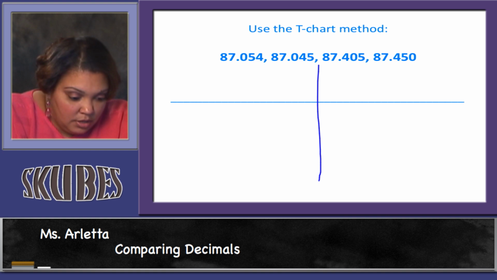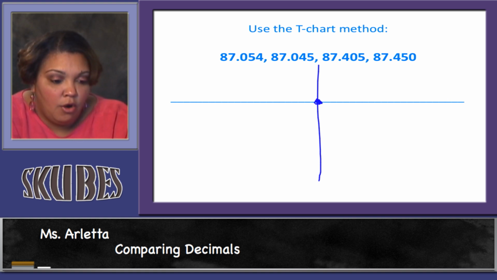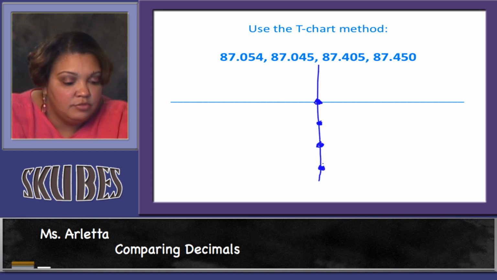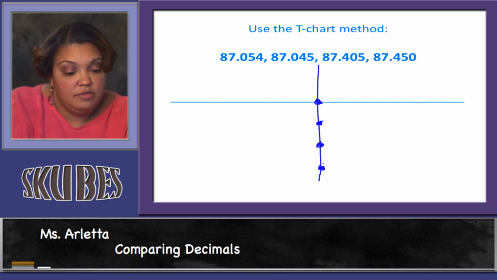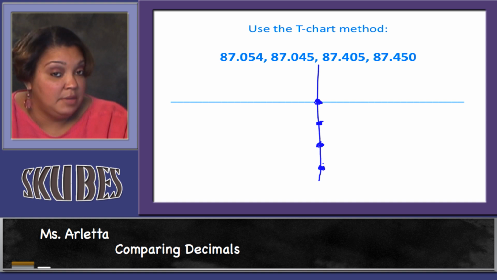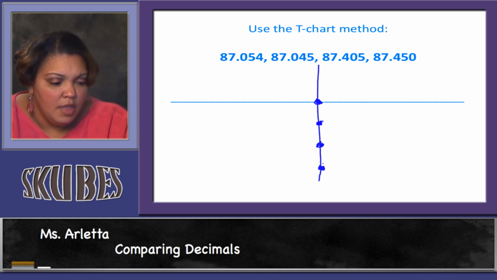So what I'm going to do is start with the decimal point in the direct center. I see that there are 4 different numbers, so I'm going to put 4 different decimal points on the vertical line. Then all I have to do is copy these numbers from either lowest to highest, meaning least to greatest, or from highest to lowest, which is greatest to least. And I'm going to go with least to greatest.